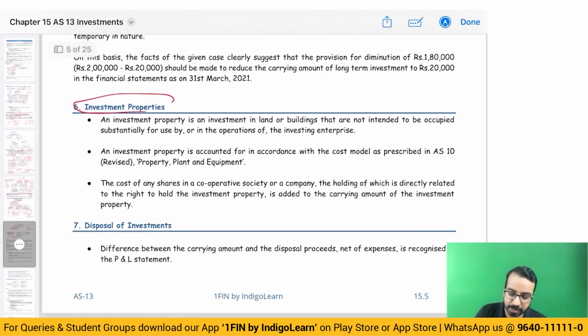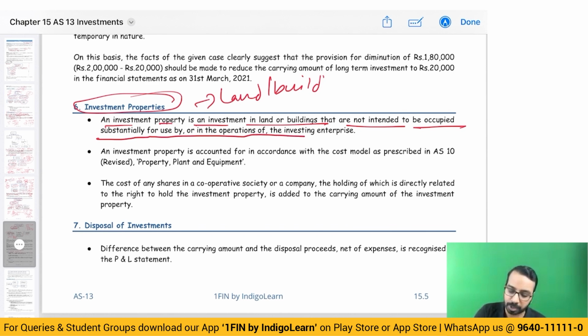Then there is something called investment property. Investment property is basically your land and building held for investment purposes. An investment property is an investment in land and building that is not intended to be occupied substantially for use in the operation of the enterprise.